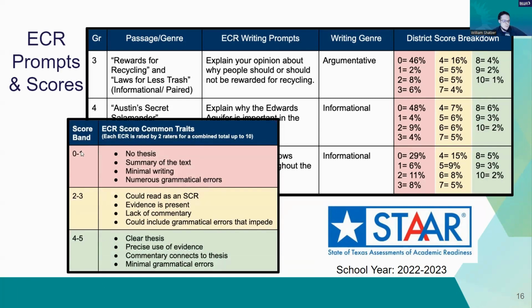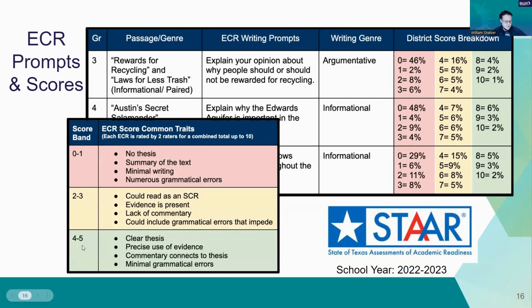So some of the common traits: when a student received a 0 or 1 for their STAR score, they noticed that there was no thesis provided or no central idea. They often summarize the text. There's minimal writing, and there are numerous grammatical errors. Students who received a score of 2 to 3, their response could read as an SCR. Now, an SCR response should only be 2 sentences long. That's all you need. An ECR, an extended constructed response, is obviously extended. We should be writing far more than 2 sentences. We should be writing like it's an essay. Evidence is present, but there is a lack of commentary, and it could include grammatical errors that impede the understanding.